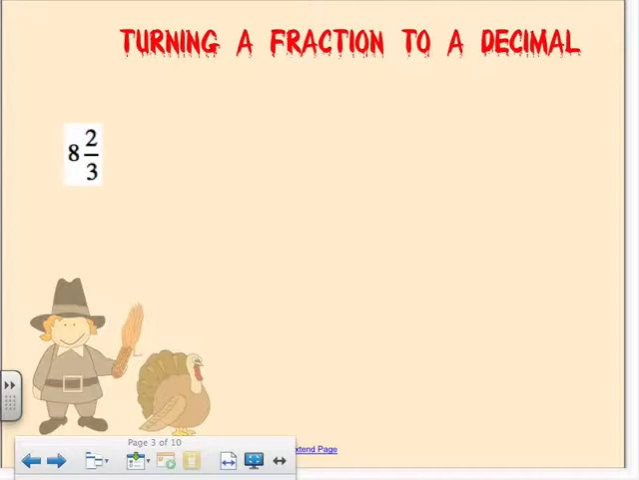All right, so 8 2/3. I want you to go ahead and pause it and use the division method to try and figure out what that 2/3 decimal would be, and then hit play to check your answer.